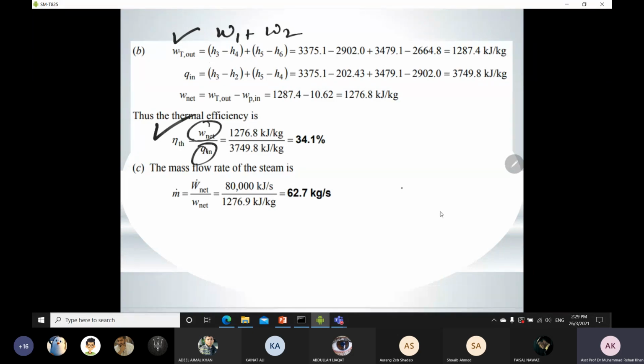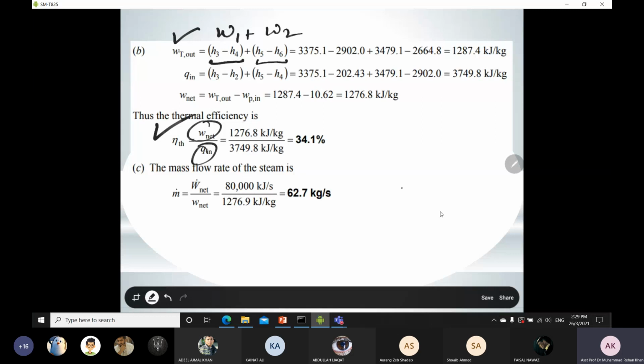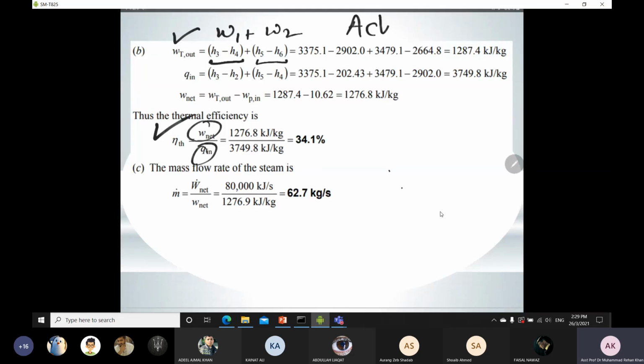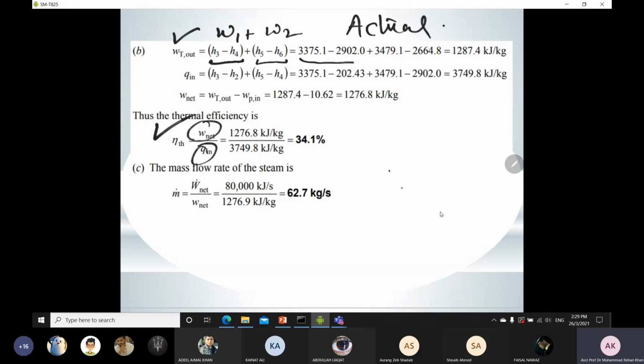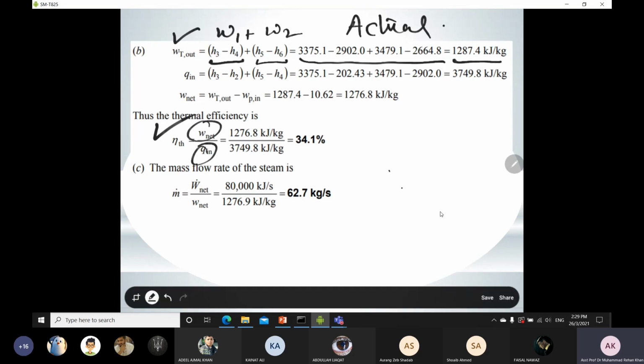Turbine 1 is installed between 3 and 4, and turbine 2 is installed between 5 and 6. We need the enthalpy value at H3, which is available. One thing you have to remember: whenever you are dealing with the actual cycle, you have to use the actual enthalpy values, rather than the isentropic ones used in the ideal case. Plug in all the actual enthalpy values you already found, and you can easily find the turbine work.